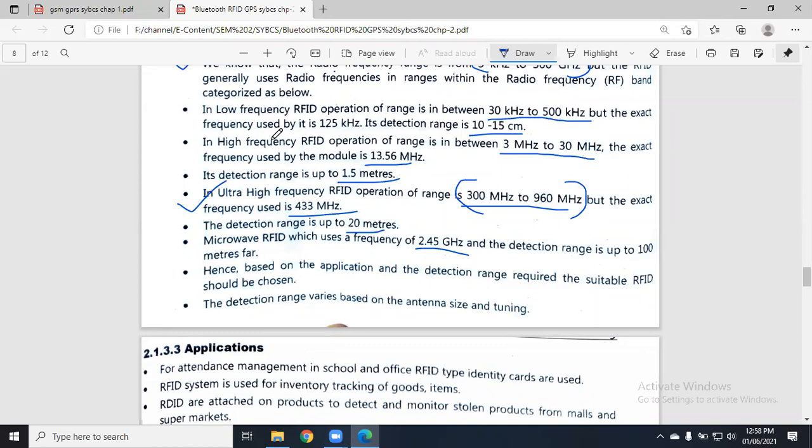Correct. The detection range varies based on the antenna size and tuning. So if you want to send your signal over a large distance, then you need an antenna of that much height, right? If you want to send your signal over a small distance, then the height of the antenna is also small. Okay, so this is dependent on the antenna size and tuning.